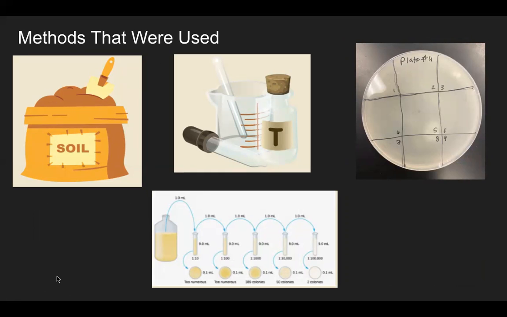The methods that were used. We took an extract from a soil sample and mixed it with bacteria to see if there was a phage present in the soil sample. After a phage was found, we purified the phage and isolated plaques.